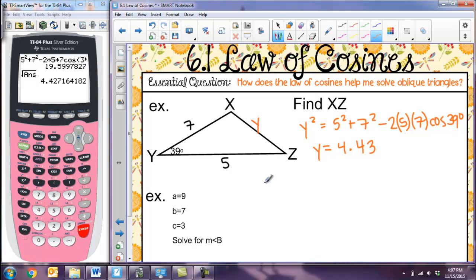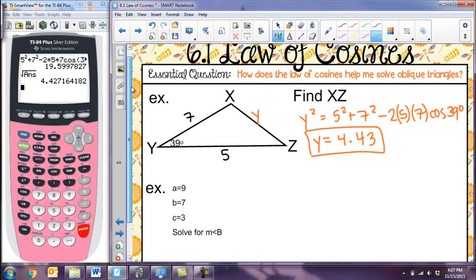And you can do a reality check here just to make sure. Since 39 is a pretty small angle, and it's probably going to be your smallest angle here, this side is small to match with it, and it is the smallest side. So make sure when you have your triangle completed it makes sense with what you get. Okay, so that's one application of the law of cosines.